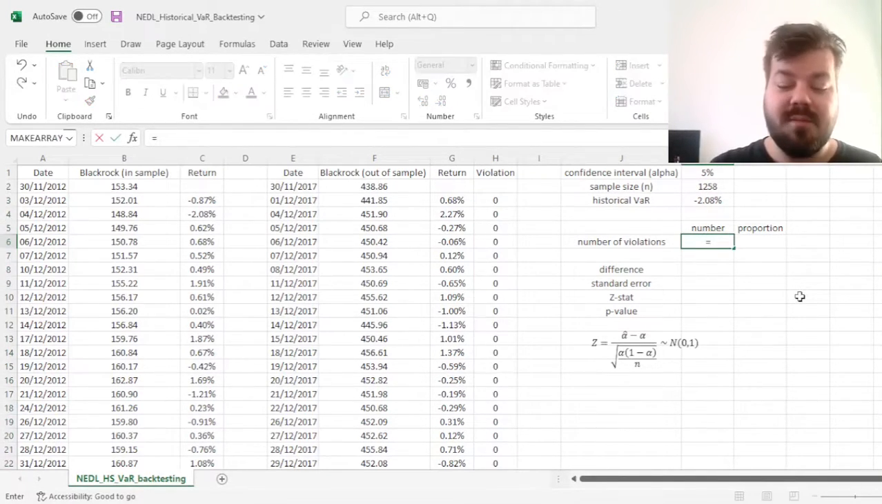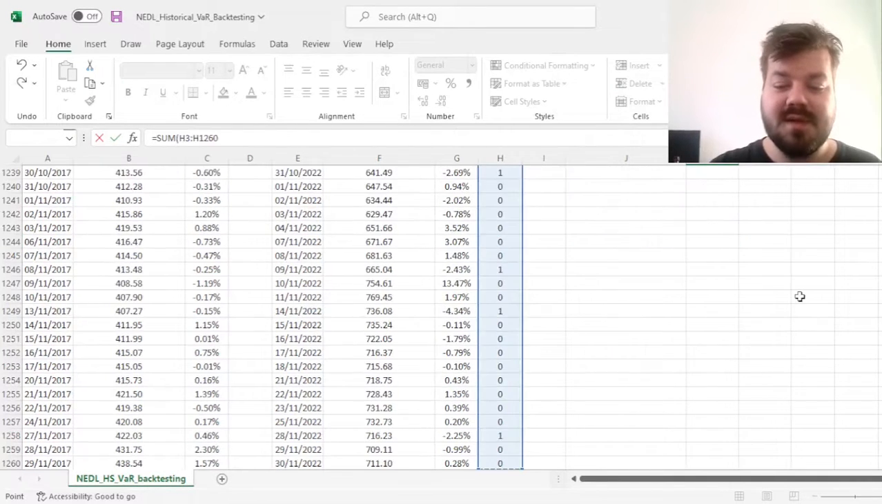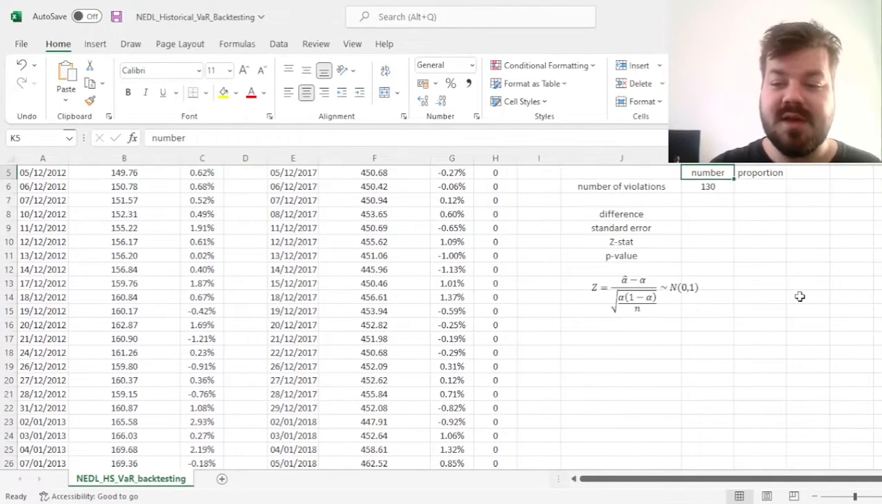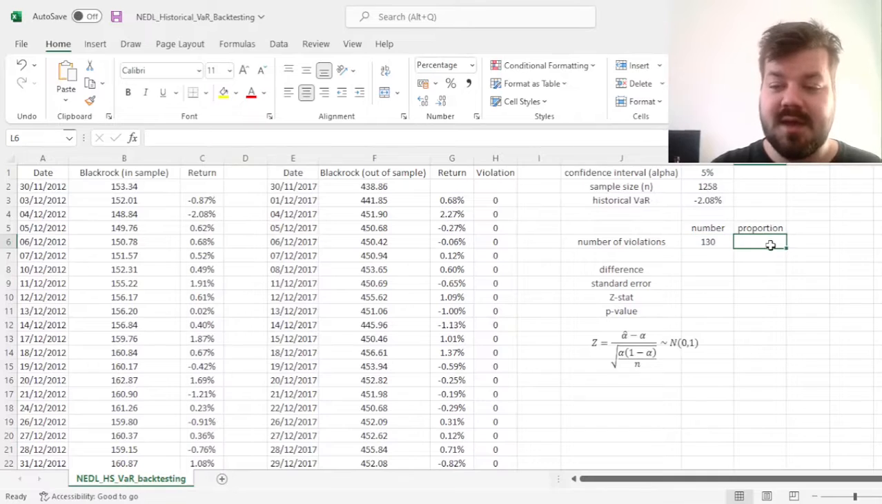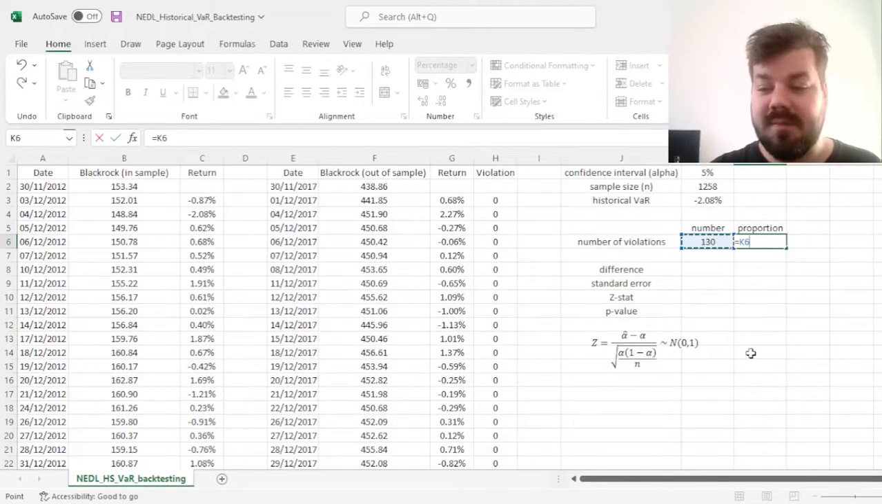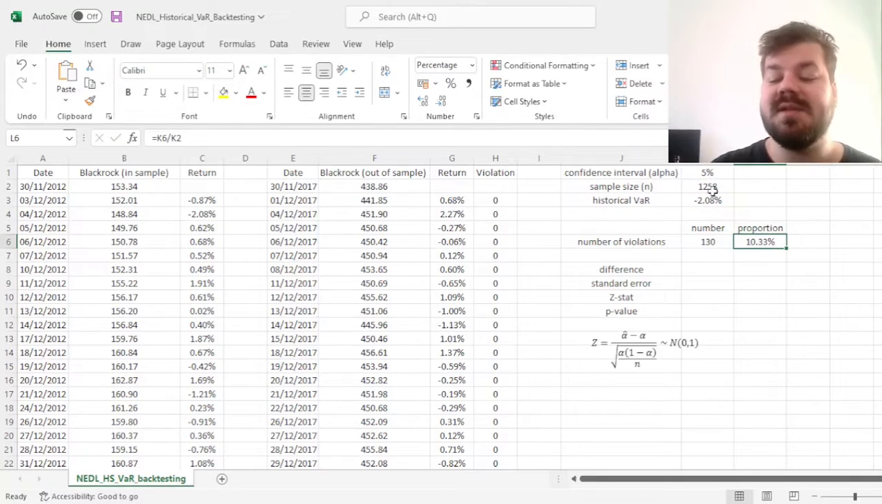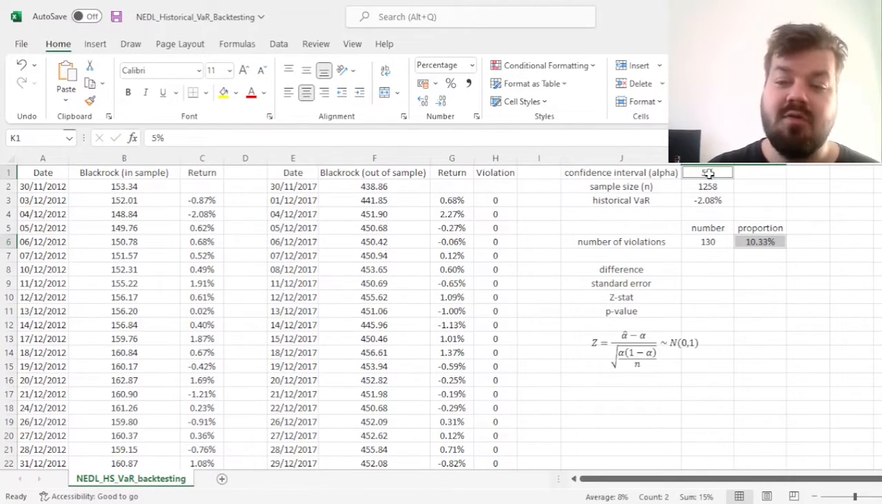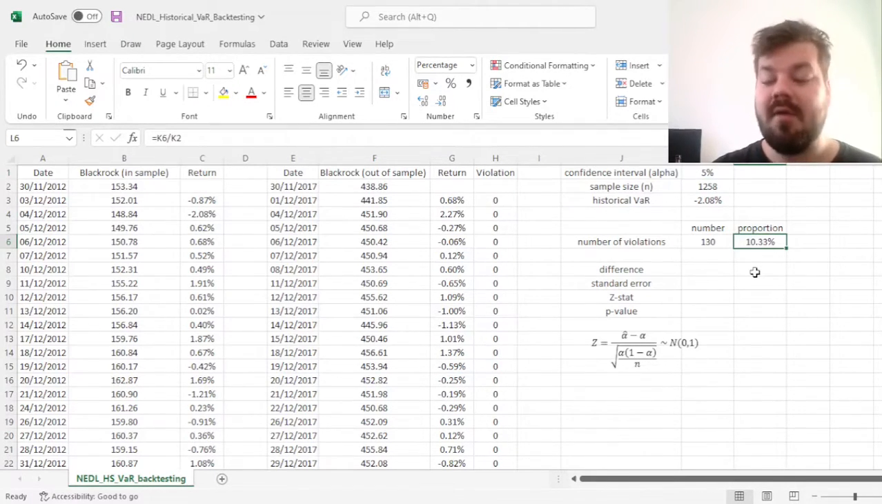So in terms of the number of violations, we can just sum up this column, and that returns 130 violations indeed. And to calculate the proportion and then compare it to the implied proportion given by the confidence interval alpha, we can divide the number of violations by the sample size of out-of-sample data. So we can see that despite expecting around 5% of violations, after all, that's the VaR confidence interval we chose, our proportion of violations is 10.33%.